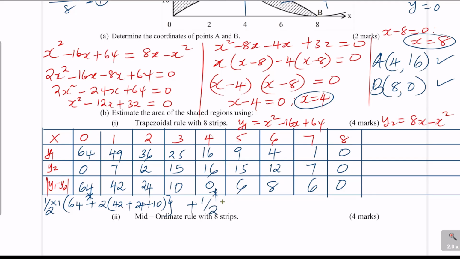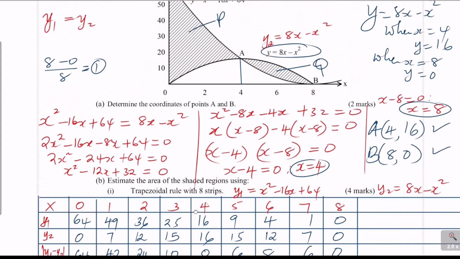So the area by the trapezoidal rule is half times 1, since the interval is 1. Then the first and the last: the first in this case is 0 plus 0. That will give 0, plus twice the middle terms here, which are 6 plus 8 plus 6, like that. That is how you calculate from 0 to 4 using the trapezoidal rule, then from 4 to 8.